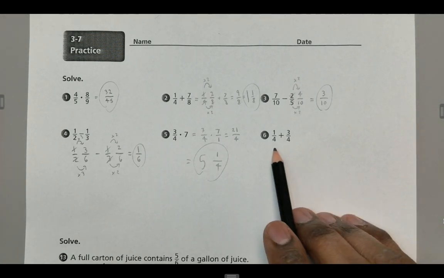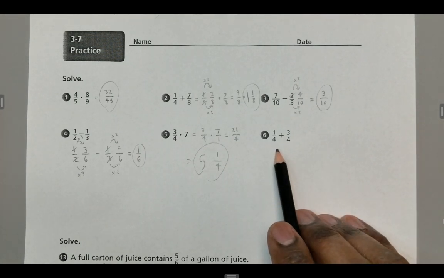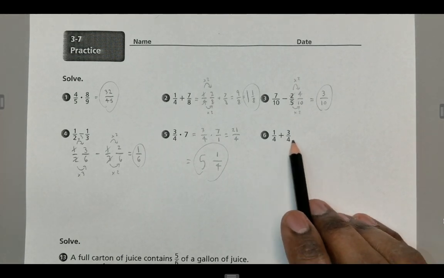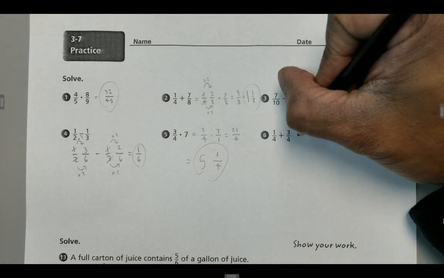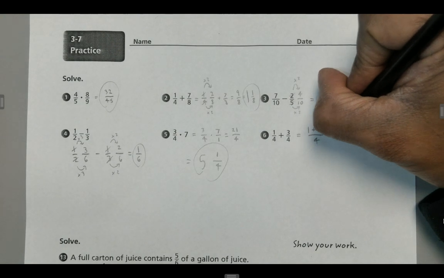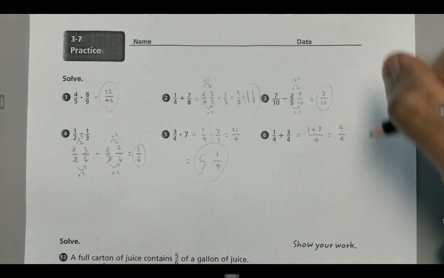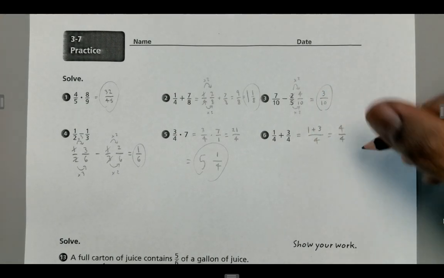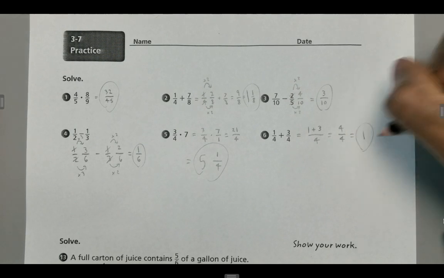Number 6. They saved the easiest one for last. The denominators match. So just let the numerators do the work. Keep the denominator the same. And we know 4/4 is a friendly whole. 1 all day.